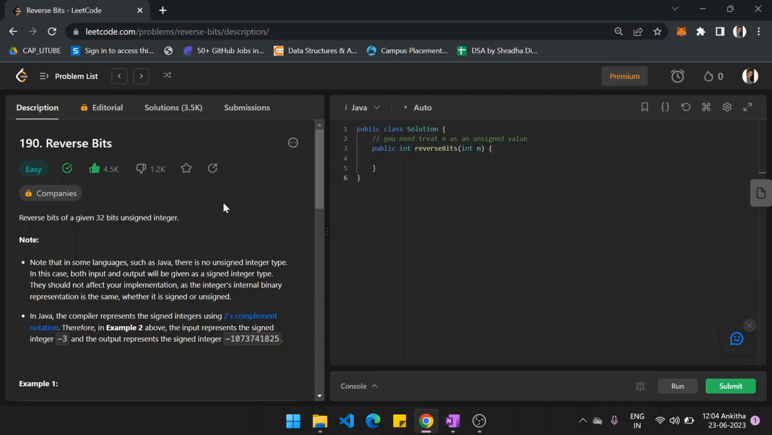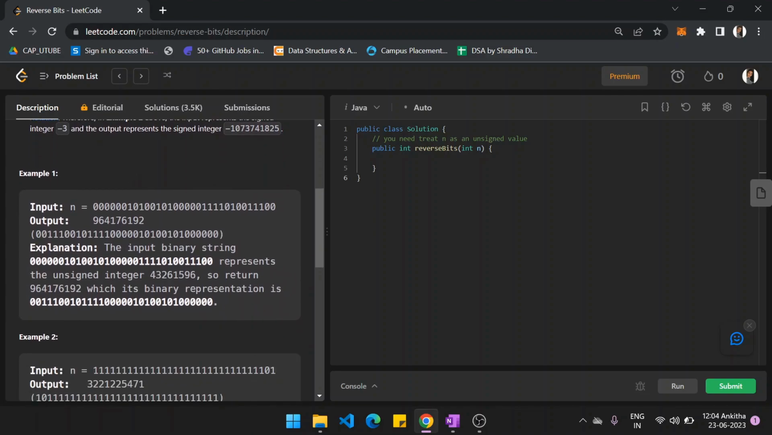Hi guys, in this video we should solve the problem on LeetCode: Reverse Bits. You have to reverse the bits of a given 32-bit unsigned integer. The given unsigned integer is 32 bits long, and you have to reverse that and return it.